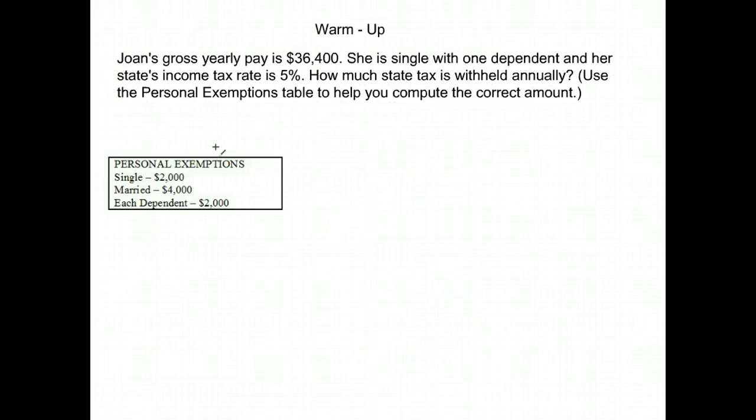Okay, here's our next warm-up question. It says Joan's gross yearly pay is $36,400, so that's her pay before any deductions. She is single and she has one dependent. Her state income tax rate is 5%. How much state income tax is withheld?